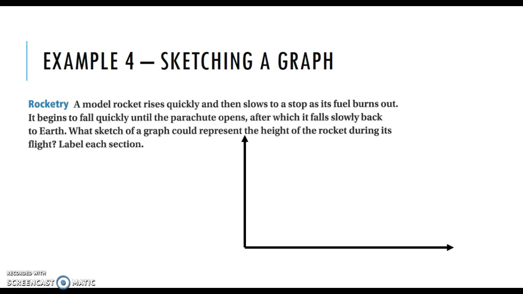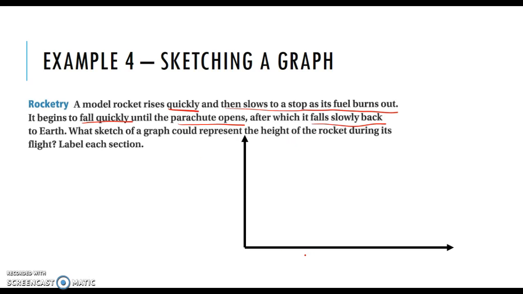Alright, so one more example in this set of notes, and that example is sketching a graph. So we have to look at the different pieces of information. A model rocket rises quickly and then slows to a stop as its fuel burns out. And then begins to fall quickly until the parachute opens, after which it falls slowly back to the Earth. Sketch a graph that could represent the height of the rocket during its flight. Label each section.